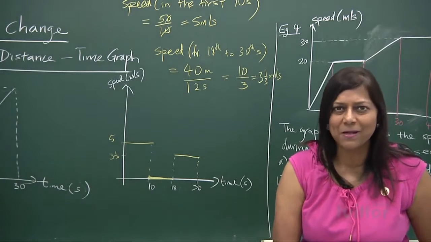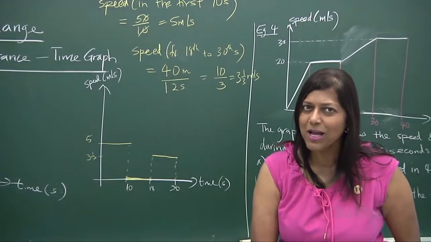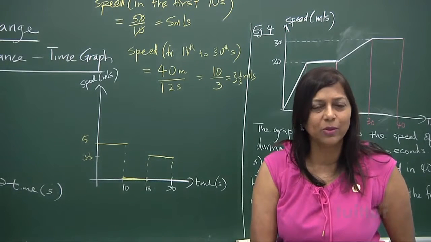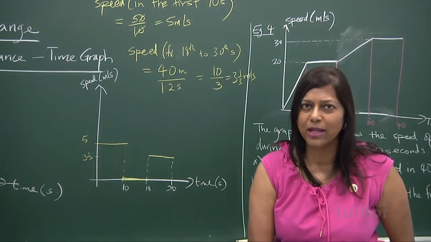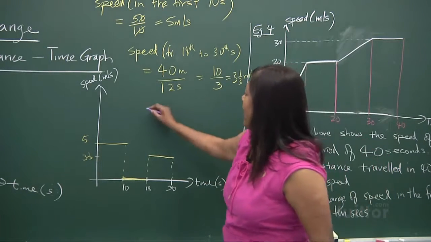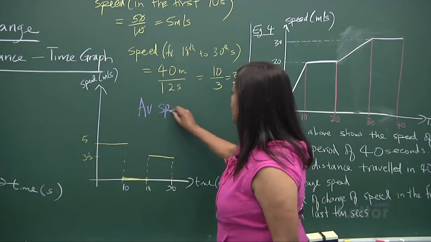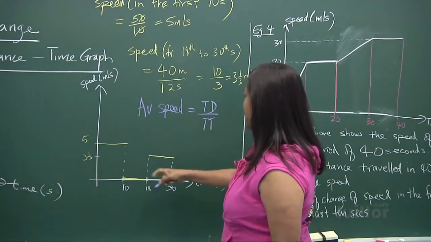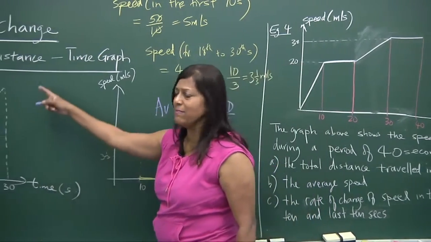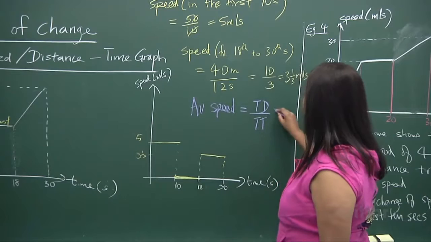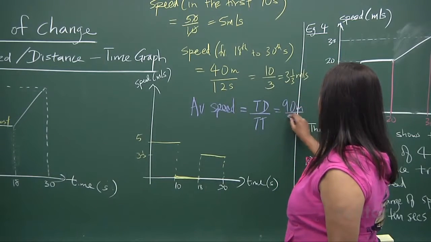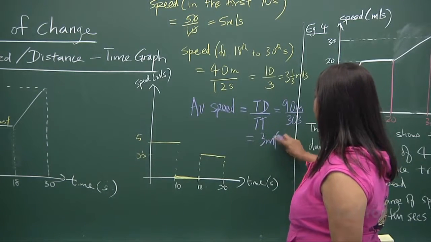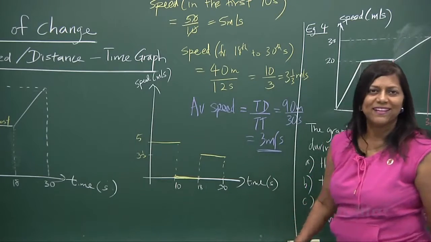The average speed will be, take note, total distance traveled divided by total time. Resting is also included. That's called waste of time if you're looking at speed. So average speed will be the total distance divided by total time. And the total distance here is 90 meters over 30 seconds. So it's 90 meters over 30 seconds, and you will get 3 meters per second. That's the average speed. Okay?